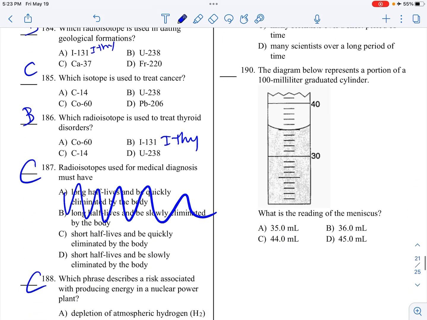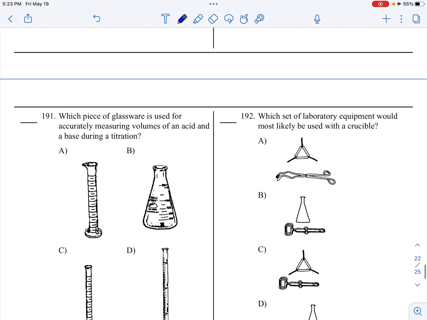Read the graduated cylinder. So it looks like the scale is by 1 milliliter. This is right on 35, but we always estimate one beyond. So 35.1 or 0, excuse me.